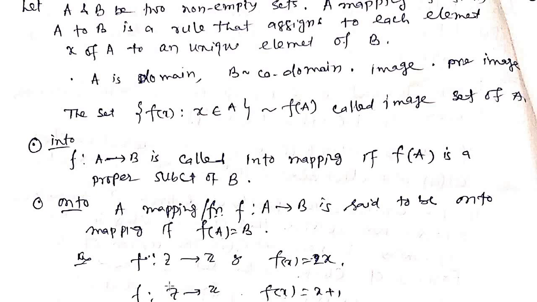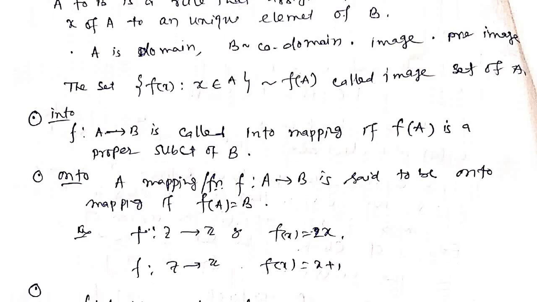And this will be an onto mapping because f(x) equals x plus 1. That is, we are shifting each number by one. 1 goes to 2, 2 goes to 3, that's all. So you will get the whole of Z as the image set. So this is an onto mapping.